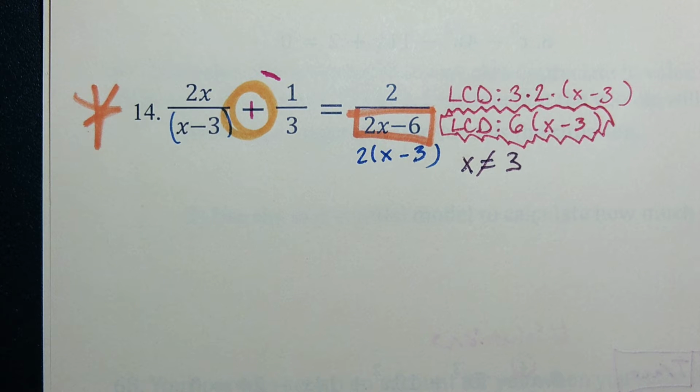So it's important to state the restrictions on the front end. That way when you solve, x can be anything, but if it's 3, then it's going to be a no solution. So folks, now that we have the start of the problem, does anybody have any questions so far?